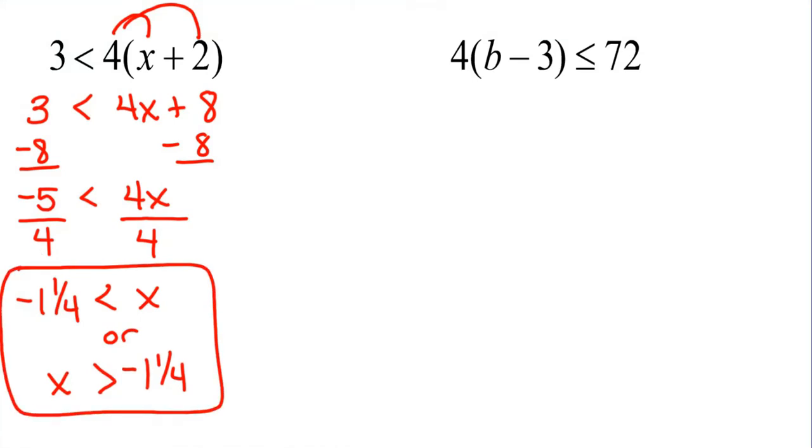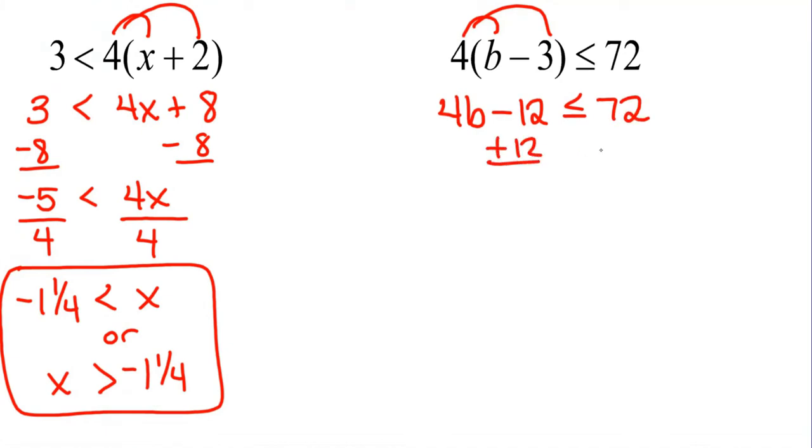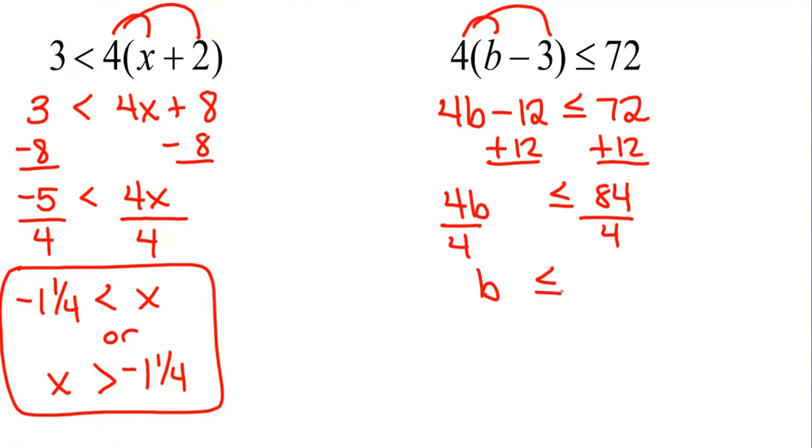So either one of those ways to express that solution to the inequality. So again, solving inequalities, very similar to solving equations. Next one, again, very similar. I'm going to use the distributive property to get rid of my parentheses. 4b minus 12 is less than or equal to 72. Two-step inequality, get rid of the constant, add 12 to both sides. I'm left with 4b is less than or equal to 84. And again, I'm going to solve by dividing both sides by 4. I'm dividing by a positive. The inequality is not going to switch. b is less than or equal to 21. And there's our solution there.